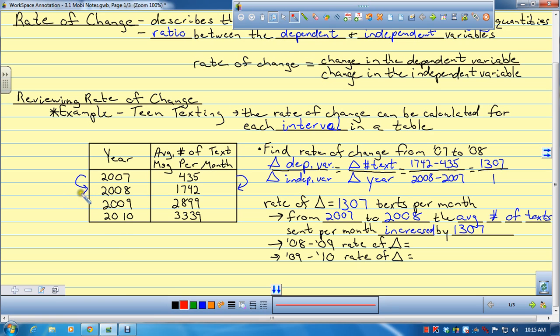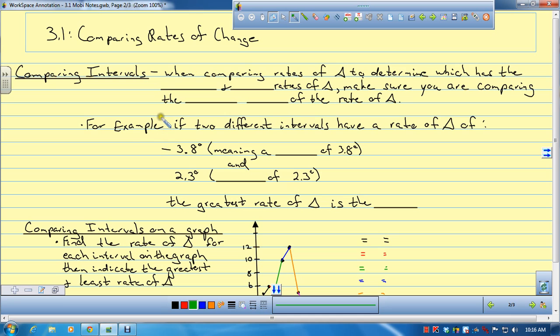Okay, so from '08 to '09, in red here, you should have found that the change was 1,157. And from '09 to '10, in green, our change was 440. So we saw a very large jump, another large jump, and then our jump was much smaller than before. Alright. Now, comparing these intervals and what we're looking at with these tables.